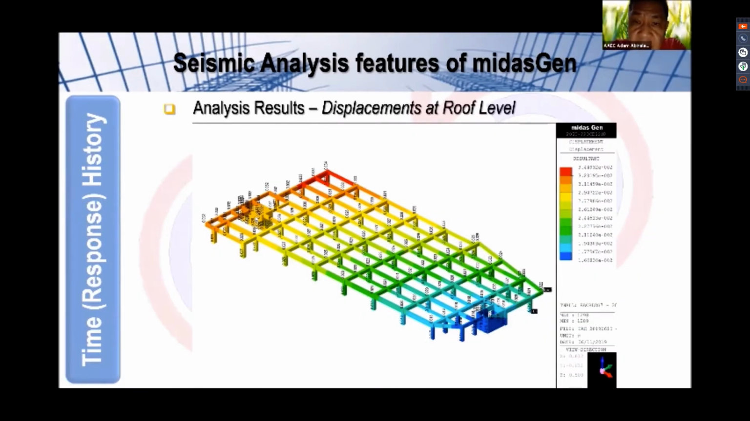Then this is at the roof level of the penthouse. Here it increased to about 0.0034, or about 3.5 millimeters.